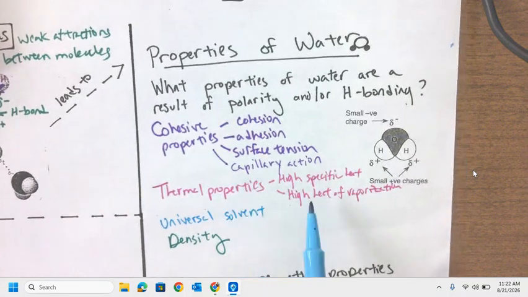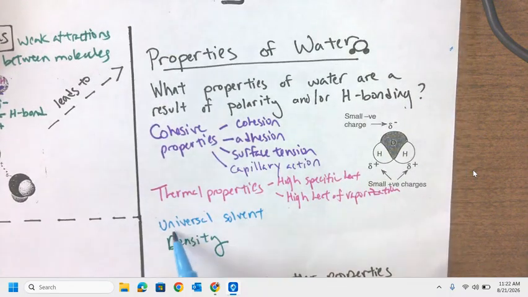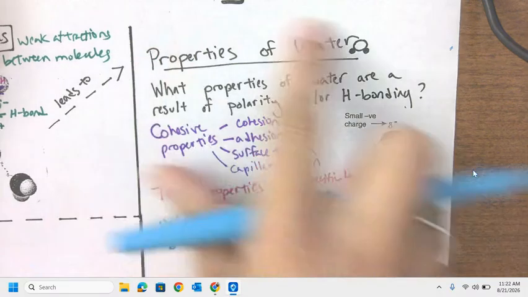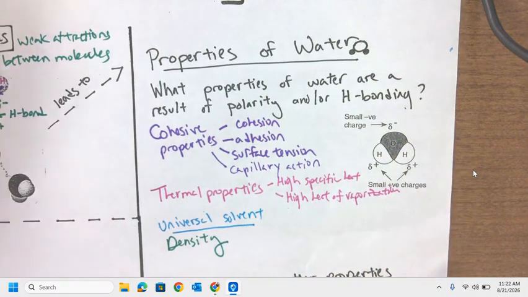We'll look at the thermal properties and the solvent properties, not just universal solvent, but more. We'll talk about the fact that the density of ice is less than the density of water, and we'll discuss pH. So the details of properties of water are actually on the back of this big sheet. So I'm going to flip it over now.